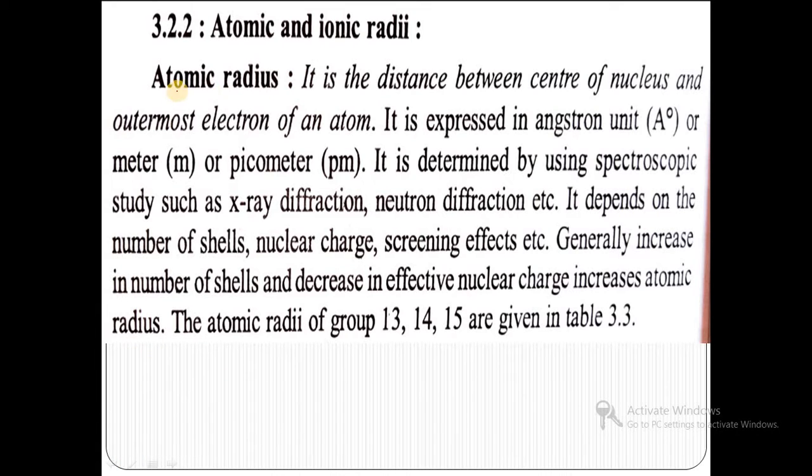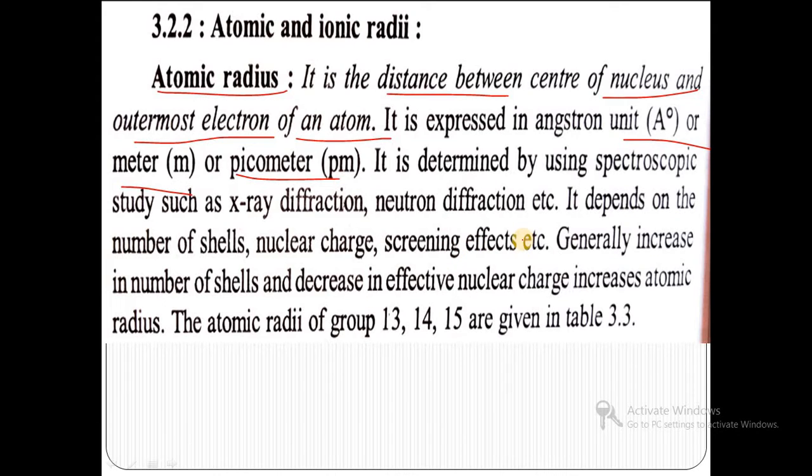First we will see the definition of atomic radius. It is nothing but the distance between the center of the nucleus and the outermost electron of an atom. That is, the distance between the center of the nucleus and the outermost electron, and it is always expressed in angstrom unit, meter or picometer.